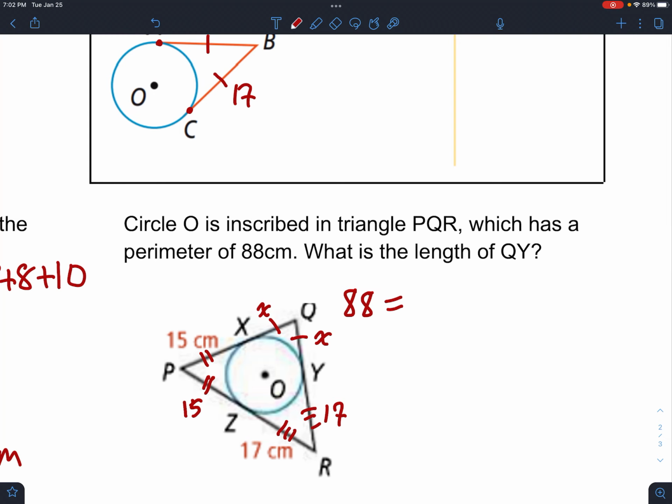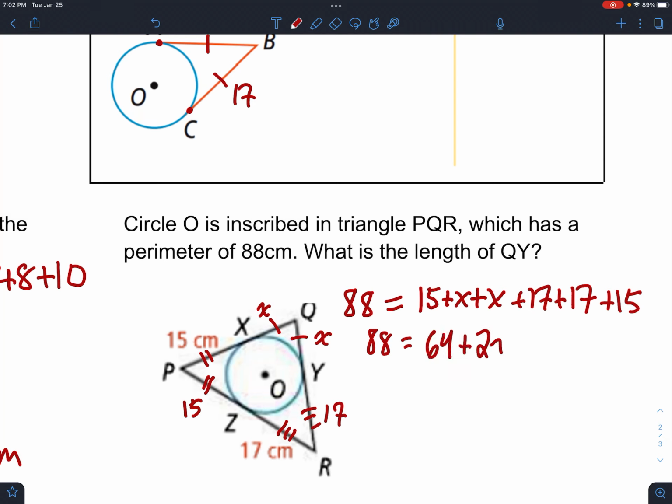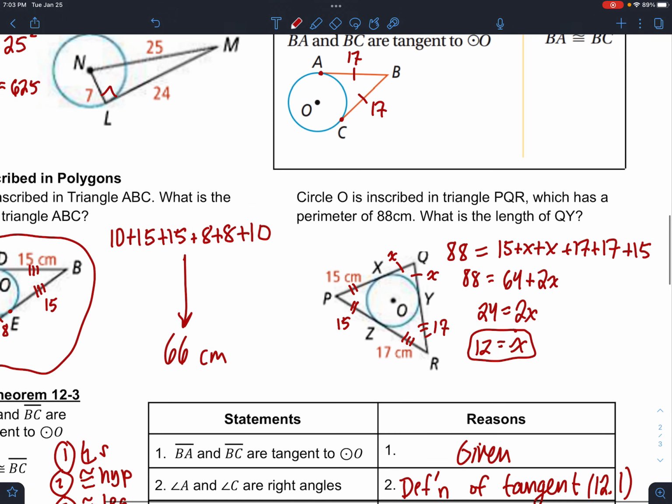So I'm going to go around the triangle again. 15 plus X plus 17 plus 17 plus 15. I think I went around like this. Let's see. We have 64 plus 2x. And then I'm going to go ahead and move that over. And you guys know how this works. We solve so many equations together. That would be our answer. And then we want to include centimeters.